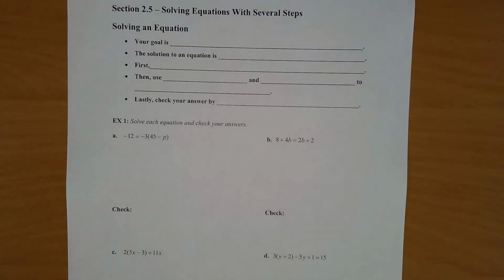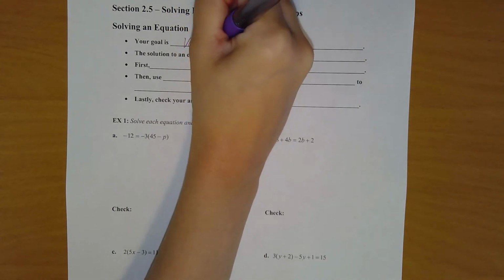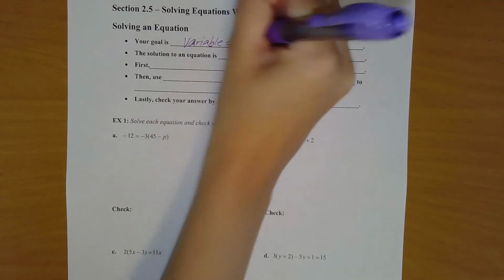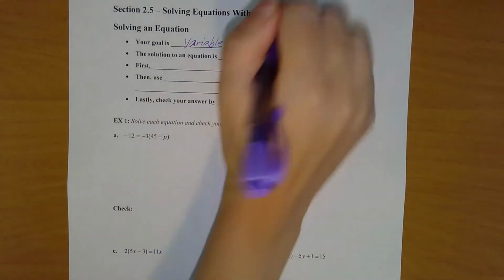So just to recap, when you're solving an equation, your goal, what you're trying to accomplish, is to get the variable equal to a number that makes the equation true. So the solution to an equation is that number that makes the equation true. It's this number right here.